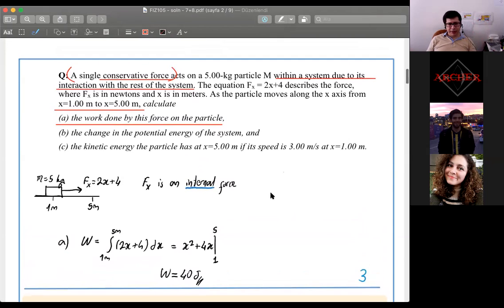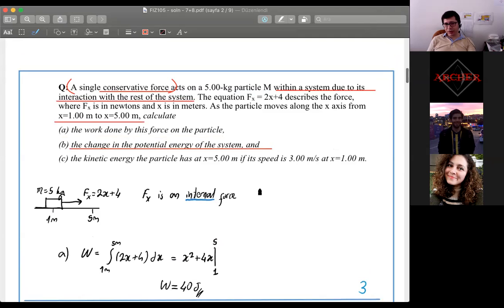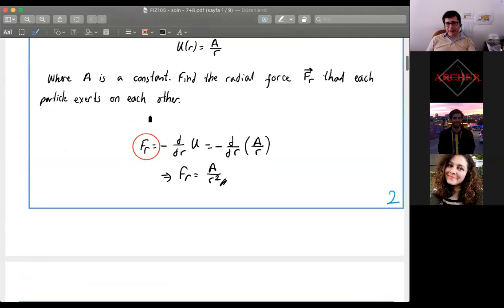Okay, what else? So part B, the change in the potential energy of the system. It is trivial if you know what you're doing. So if this is the work done by the force on this object, and if this is an internal force, then here the same thing is going on, okay?